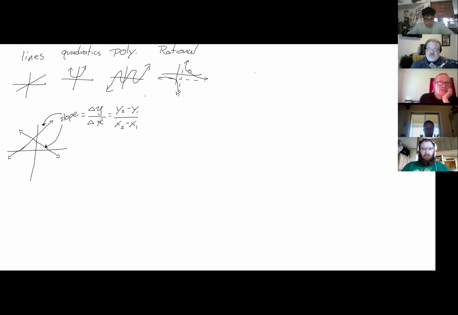The trouble with slope, and the trouble with rates of change in general, is if we move on to something even as simple as a quadratic.